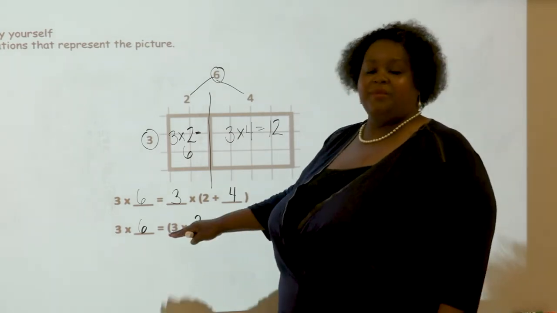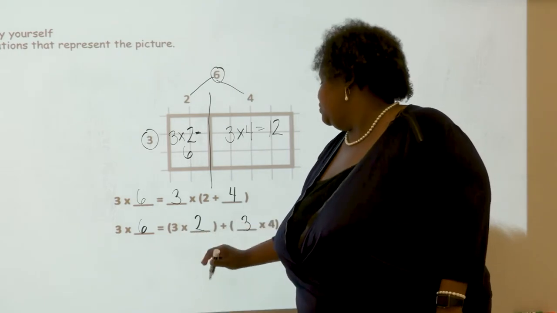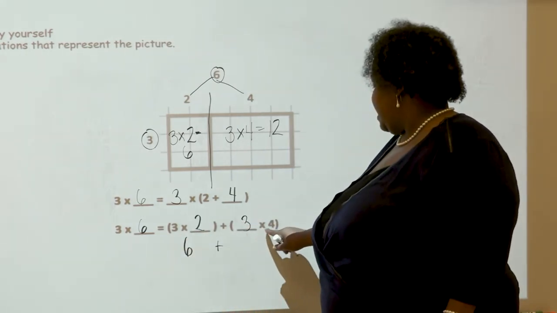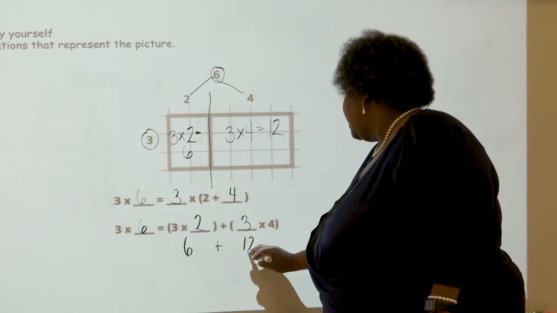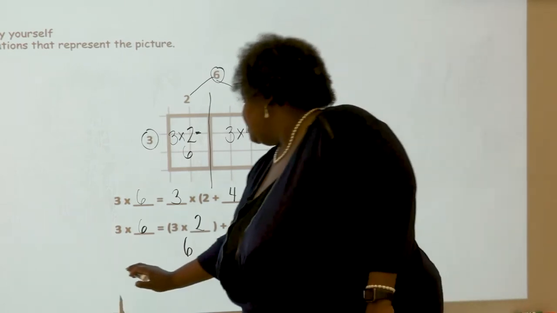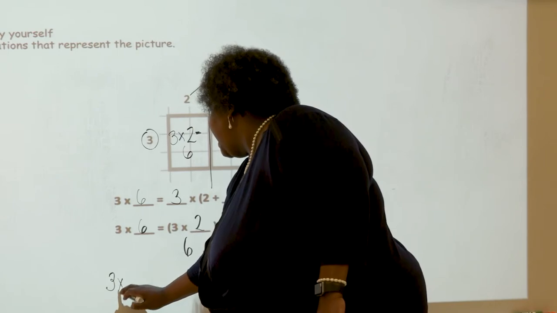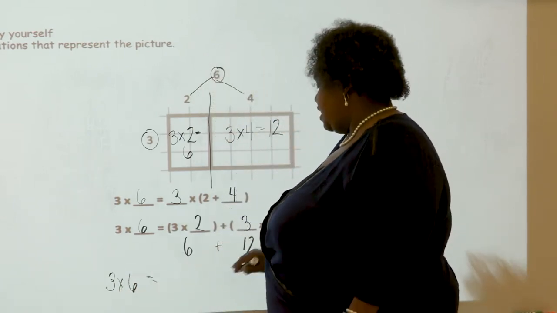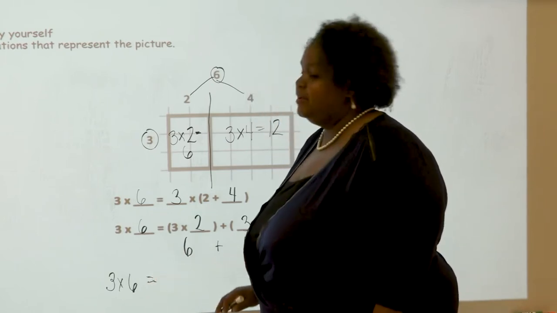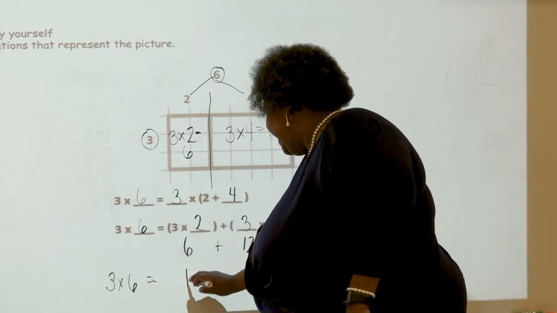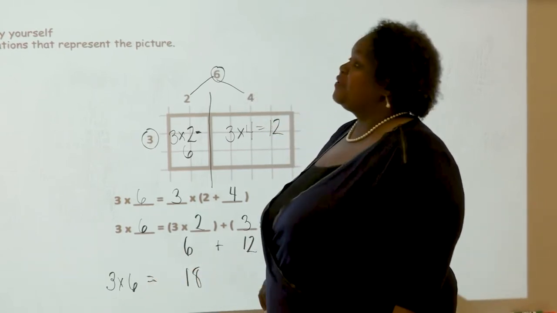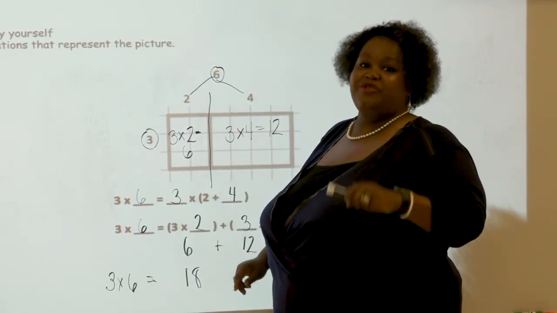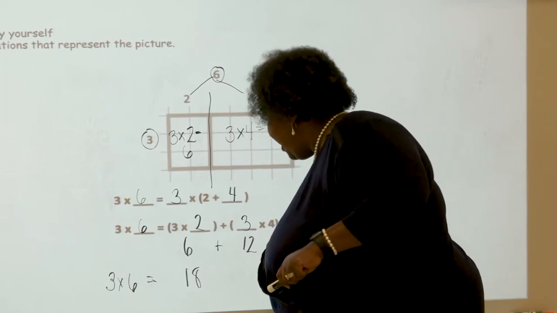All right, let's find our product. 3 times 2, 6, plus 3 times 4, 12. 3 times 6 is equal to 6 plus 12, which would be 18. Give yourself a round of applause on that one. That's tough, but you persevered with me. Good job.